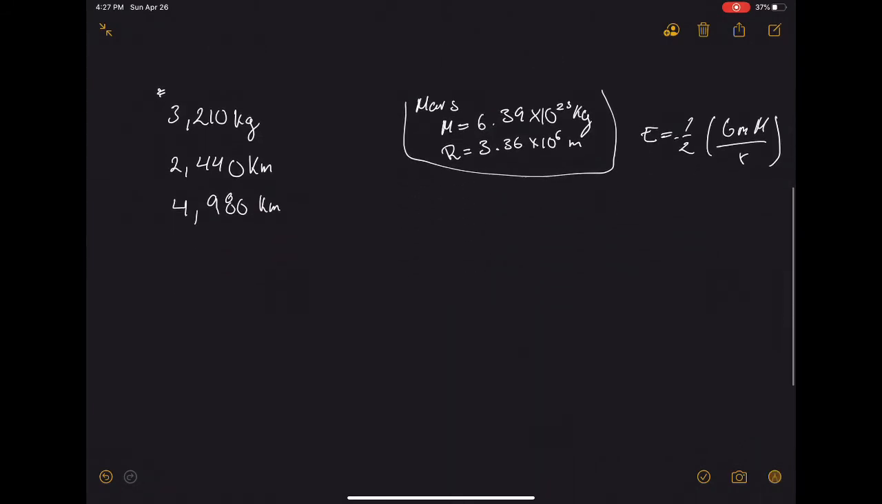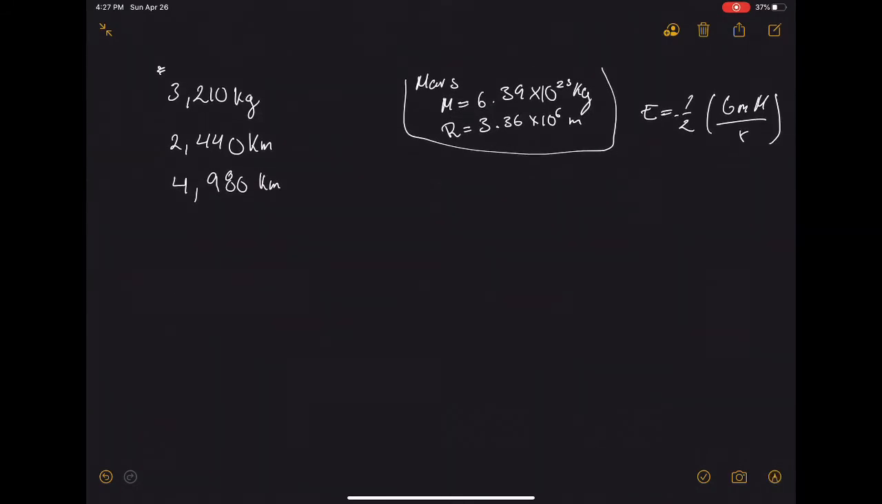Okay, for the first part, I wrote down all the information we have: this is the mass of the spacecraft, this is the circular orbit, and this is the mass, and this is the spacecraft to a circular orbit, and this is the surface we need to go around. And also we need the mass and radius.